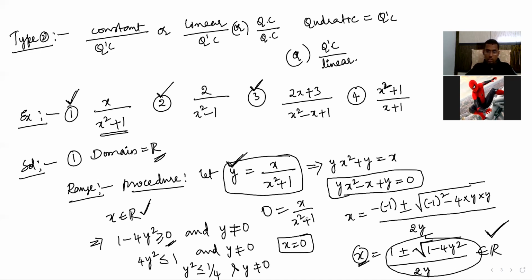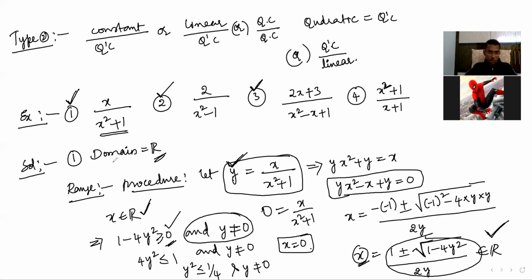So here the only thing is this. That means 1 minus 4y square is greater than or equal to 0. This one thing is enough. Here this is not required. Actually, if you write this one, you have to check y not equal to 0 we are putting, but if y equal to 0, what will you get? If y equal to 0, then x becomes 0. That's all.